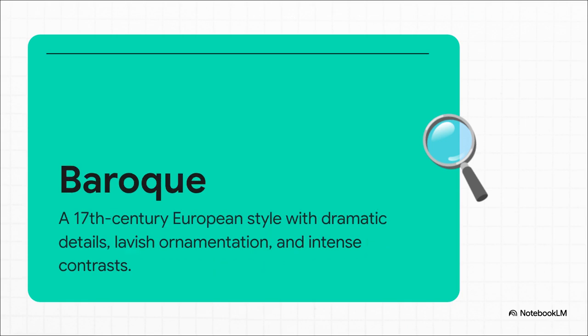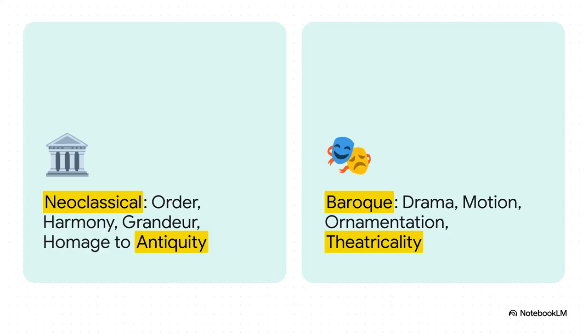And then, for something way more dramatic, you've got Baroque. This style is pure theater. It's all about creating a sense of motion, using these really intense contrasts of light and shadow, and just loading on the lavish details. It's way less about quiet harmony and all about grabbing you with pure emotion and impact. So you can see the difference, right? It really comes down to the vibe you're going for. Do you want that calm, controlled, almost mathematical grandeur of neoclassical? Or are you aiming for the dramatic, emotional, over-the-top energy of Baroque?